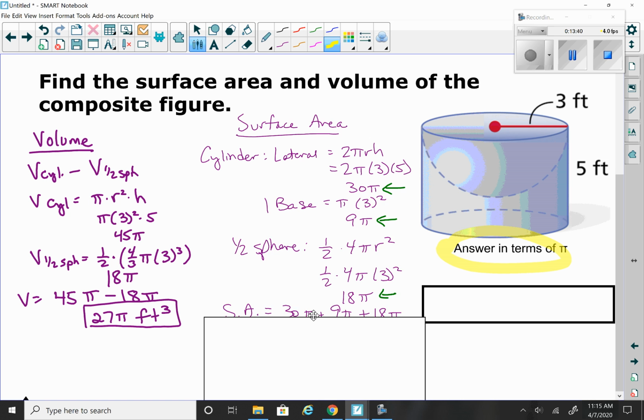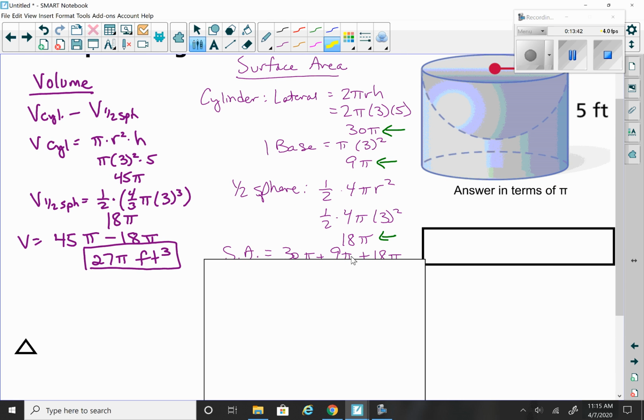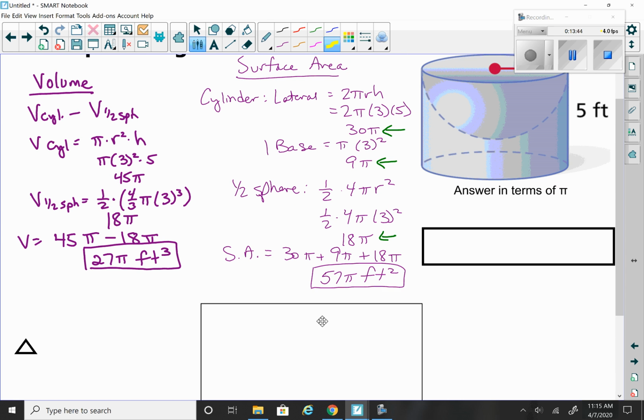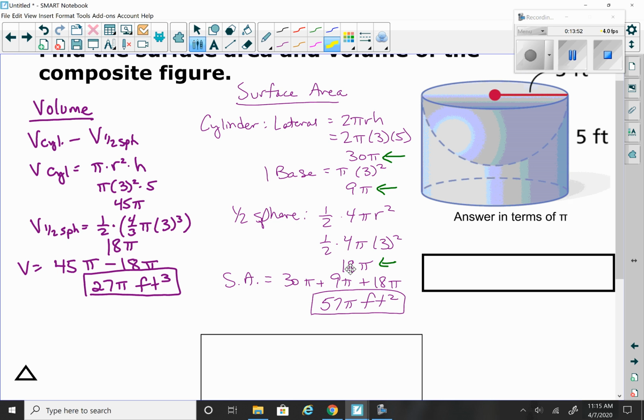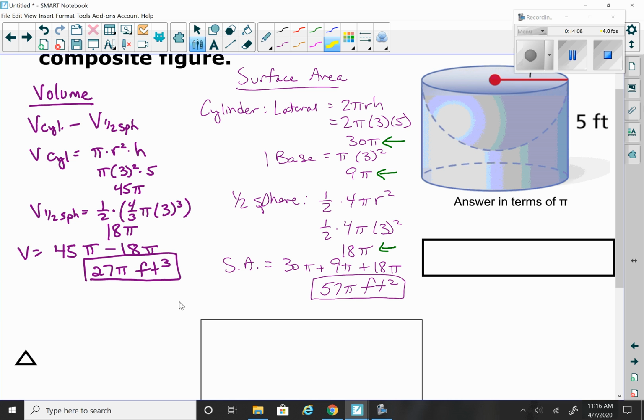So for my surface area, surface area of my cylinder, I had the lateral. My lateral was 30 pi. My one base was 9 pi. And then the half a sphere is 18 pi. So 30 pi plus 9 pi plus 18 pi gives me 57 pi. So 57 pi is the surface area of our composite figure. Again, surface area is feet squared, volume is feet cubed. So go ahead and look those over, check them over.